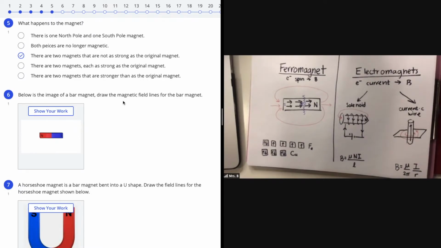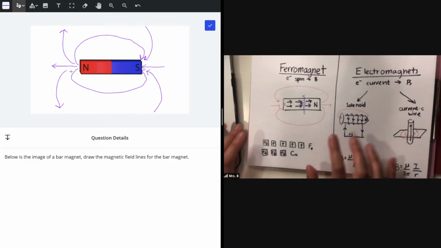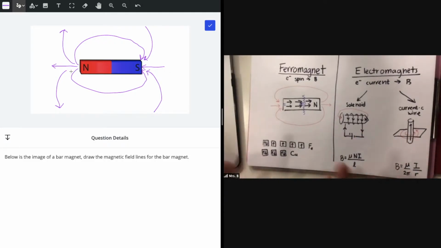For number 6, the magnetic field lines take a very specific shape. They point from north to south, and notice this leaves a stronger field near the poles and a weaker field when you're farther away from the poles. On this test, you would get points for drawing both the shape with the stronger concentration of field near the poles, and points for drawing the arrows in the correct direction. The magnetic field outside a ferromagnet or permanent magnet points from north to south.